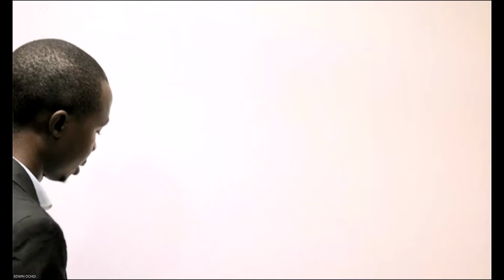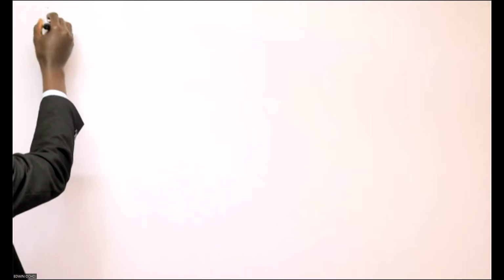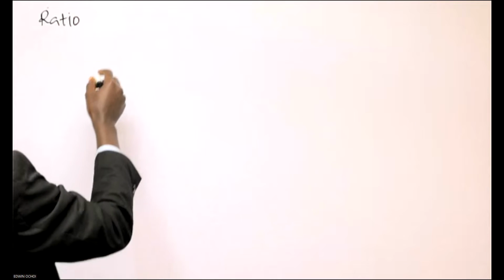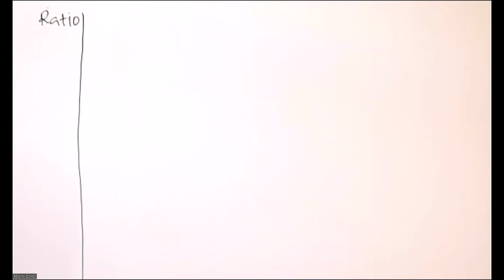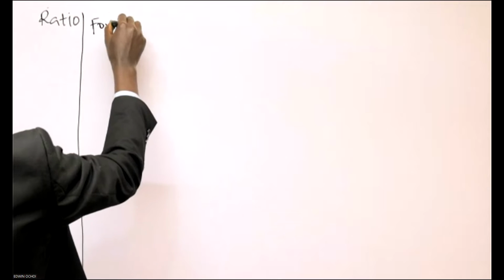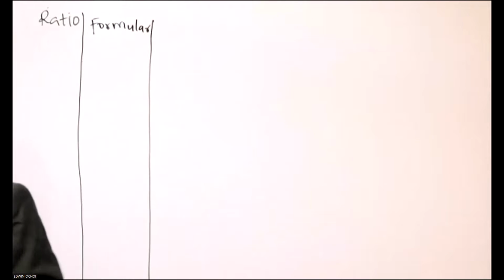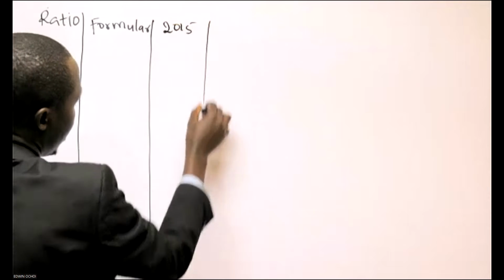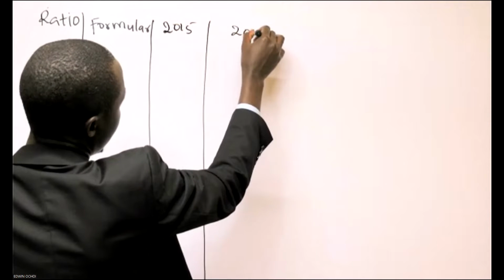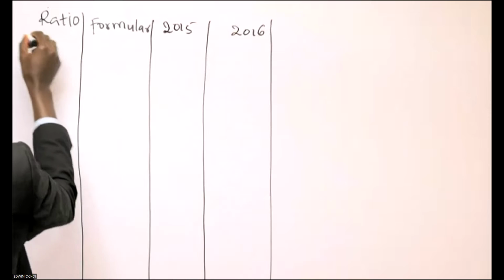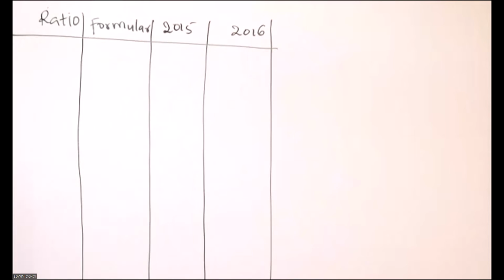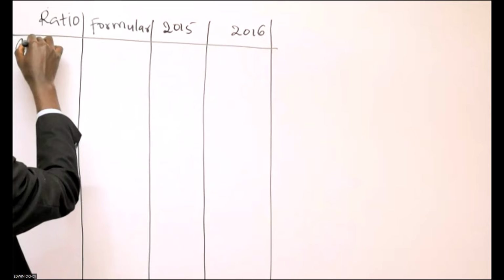So here, remember we have 2 years. So we have the ratio. So I would have the first column for the ratio, so that we do it very fast. We have the ratio. We'll talk about the formula. After the formula, remember we have 2015. We have 2 years, and we have 2016. So the first ratio which is needed is the gross profit margin ratio.